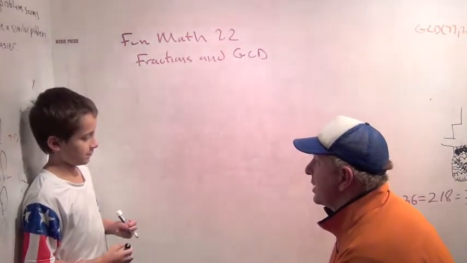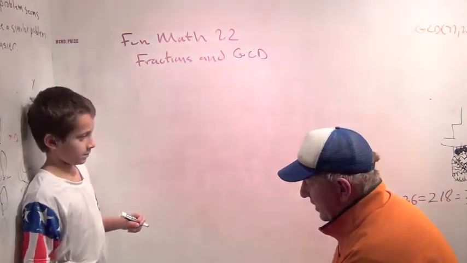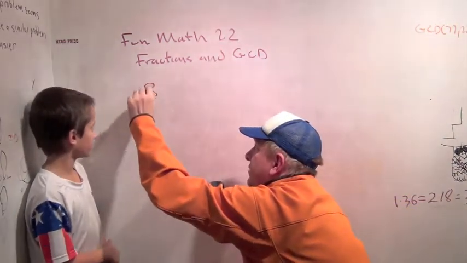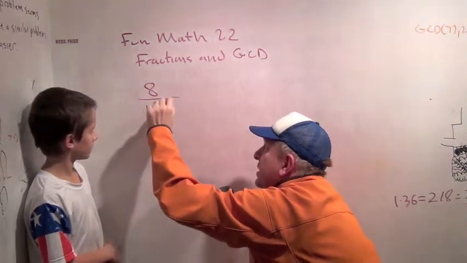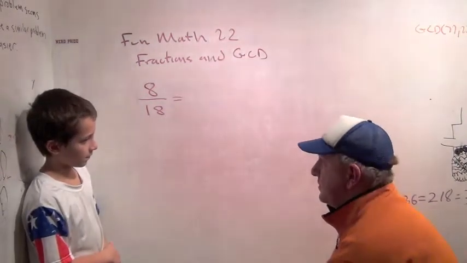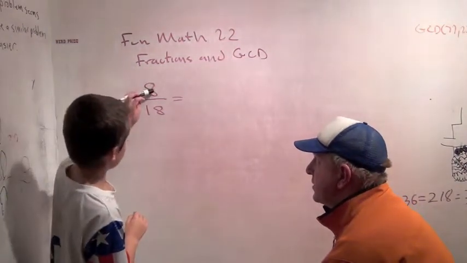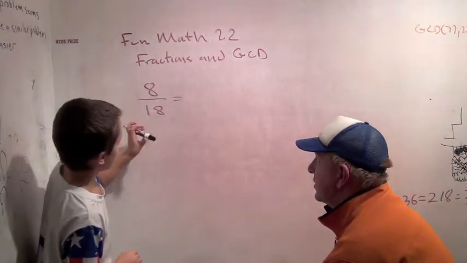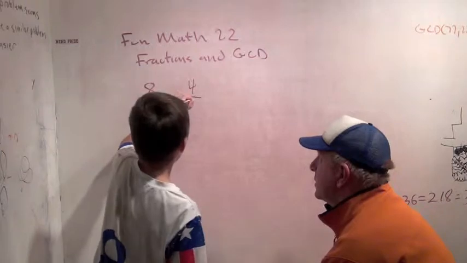Okay, so fractions and greatest common divisor. You already know a little bit about fractions. If I give you the fraction 8 over 18, what does that equal? Well, you can cancel a 2 on both sides because 8 is 2 times 4 and 18 is 2 times 9. So we would get 4 ninths.